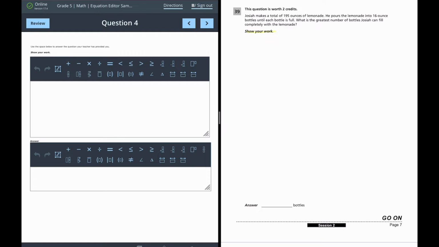So Josiah makes a total of 195 ounces of lemonade. He pours the lemonade into 16-ounce bottles until each one is full. So this is another even share, which means I know I'm going to do some division. What is the greatest number of bottles he can fill completely with lemonade? Okay, so how many does he fill up? And if there's a remainder, if there's a bottle that's not completely filled up, I can't count that. So here's my number sentence. 195 divided by 16. And I want the whole number.